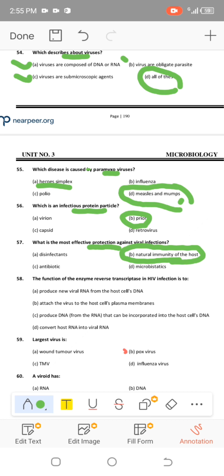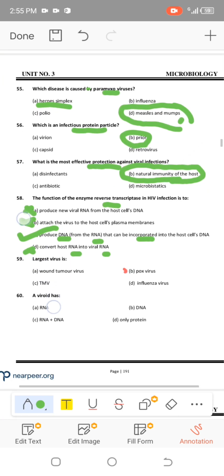Now question number 58: the function of the enzyme reverse transcriptase. Is the function of reverse transcriptase to produce new viral RNA? No. Is DNA produced? Attach the virus? No. Here we have DNA produced from the RNA, and that can be incorporated into the host cell DNA. This is correct. Convert the RNA into RNA? No. D is the correct option. C is the correct option, sorry.